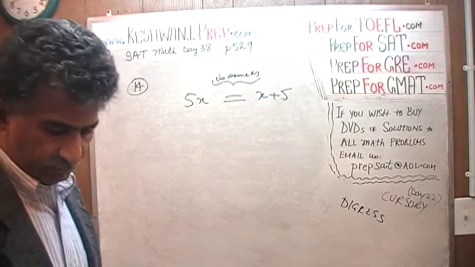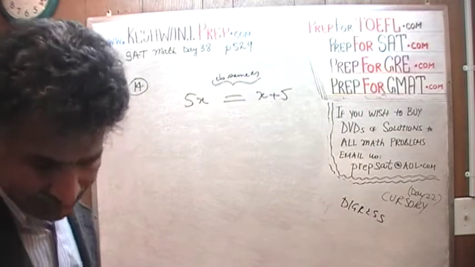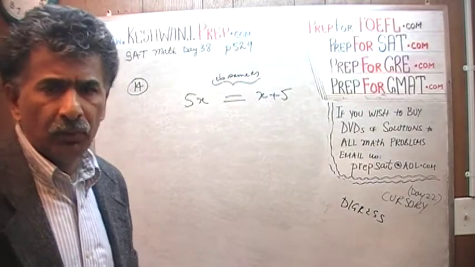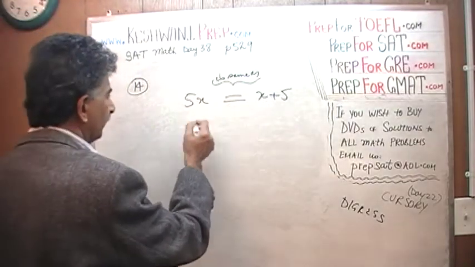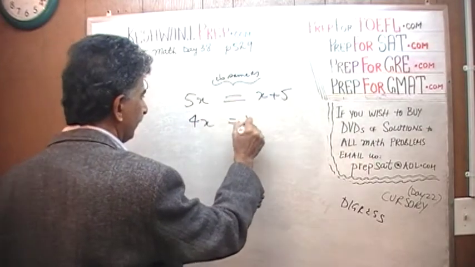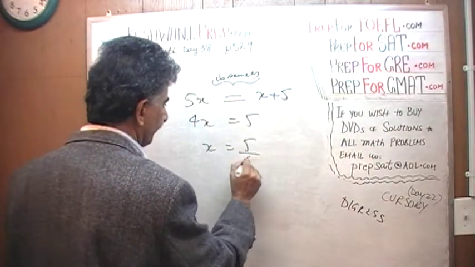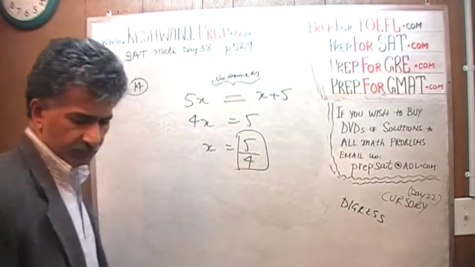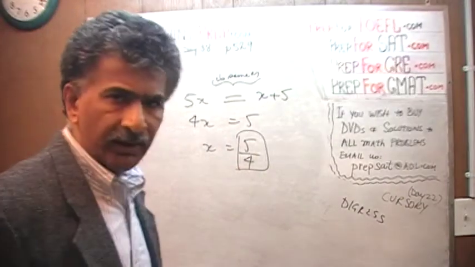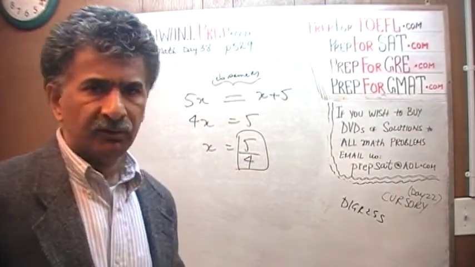What is the number? Oh, why is that a level 3 question? I don't know. Subtract x from both sides and you get 4x equal to 5, and x is equal to 5 over 4. That's your answer. Don't waste your time trying to convert this into a decimal. Just grade in 5 over 4.